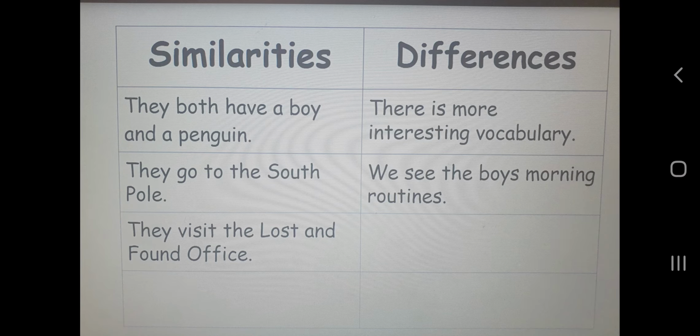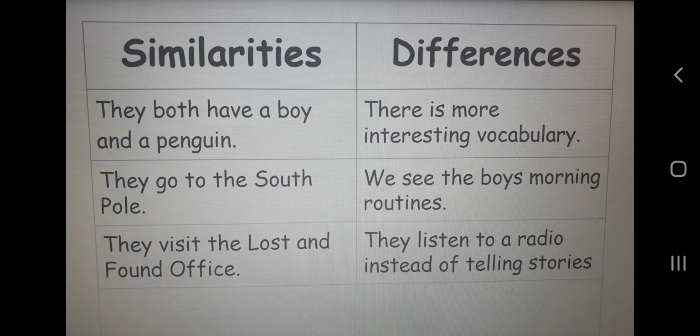Also in the animation, we saw the boy's morning routines. We saw him get out of bed. We saw him brush his teeth. And we saw him make his breakfast. That didn't happen in the book. And another big difference is that in the storybook, the boy was telling the penguin stories while they were on the rowing boat. However, in the animation, he wasn't telling the penguin stories, but they were listening to the radio.